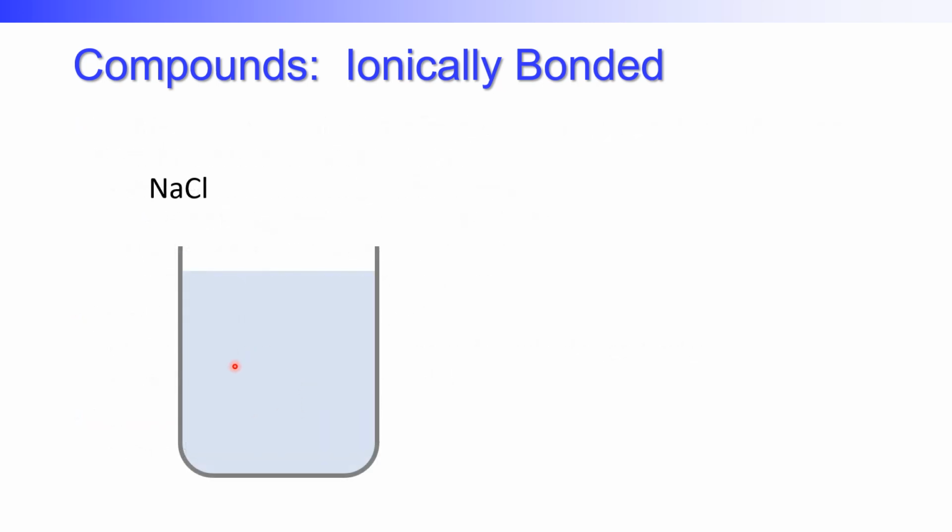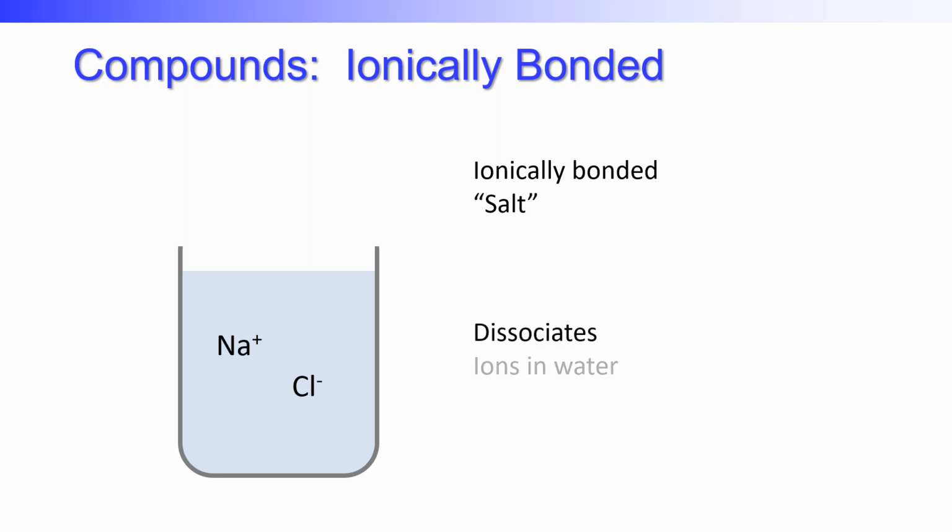So let's say that we have a beaker of water right here and we have some salt, sodium chloride. Sodium chloride is an ionically bonded substance and generically what we call salt or a salt. And we're going to drop it into water. It's going to separate and form sodium ions and these negatively charged chloride ions. So then we could say that our salt is going to dissociate and form ions in water. And that is the definition of an electrolyte. So we could basically say that salt is an electrolyte.